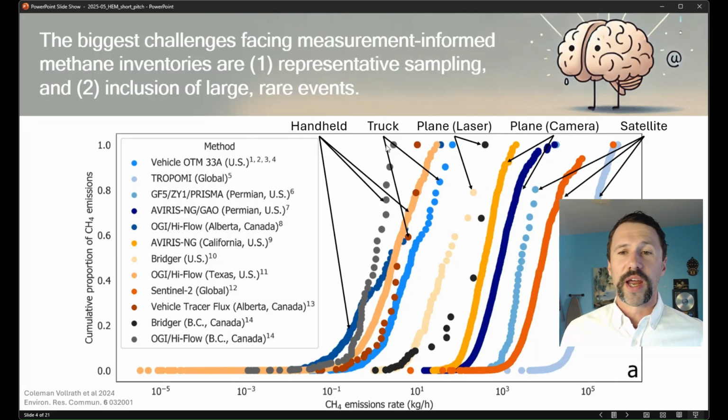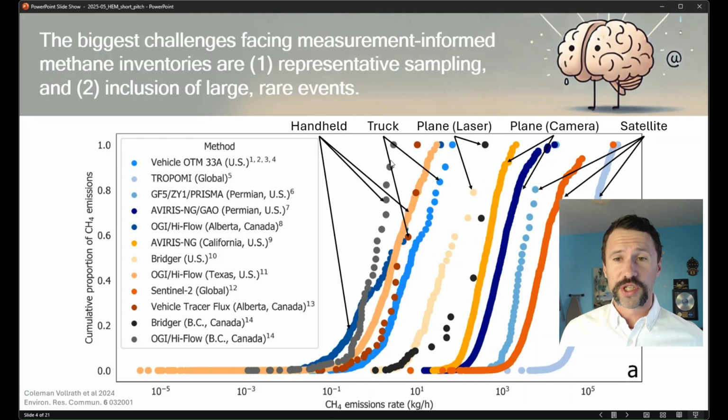The second part about this that isn't intuitive, which makes building measurement informed inventory so difficult, is the top of these curves. So let's look at this gray handheld study again in British Columbia. Presumably, there shouldn't be anything limiting the highest emission rate that these technologies can detect. You never hear anyone talking about upper detection threshold, right? I mean, it is technically a thing, but it's not something that we spend a lot of time talking about. And these cameras should be able to detect the sizes that you see in some of these satellite campaigns, but there's really just no overlap.